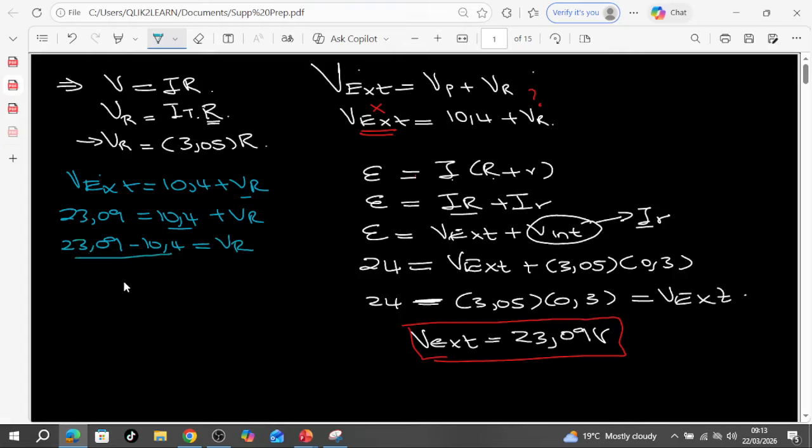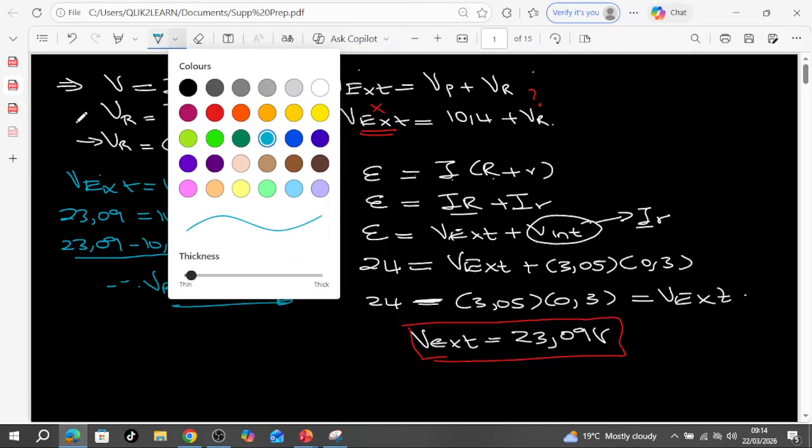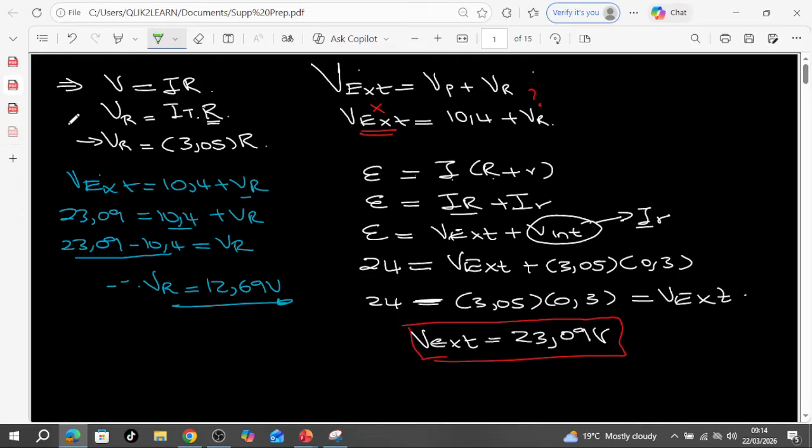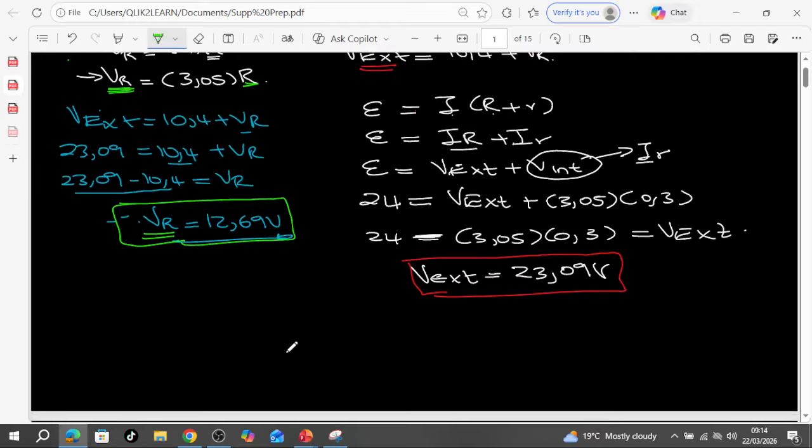So when you punch this on the calculator, the voltage of R is equal to 23.09 minus 10.40. This gives me 12.69 volts. Okay, so now when I look at this, guys, for the fact that we've managed to get our VR, we take this VR and we substitute it back there. So this is my VR, and I need to take it back to that formula to find my R.